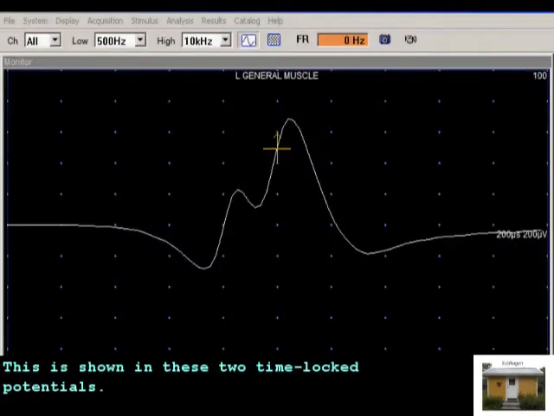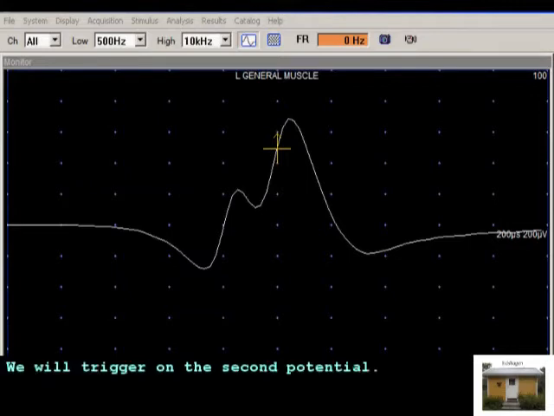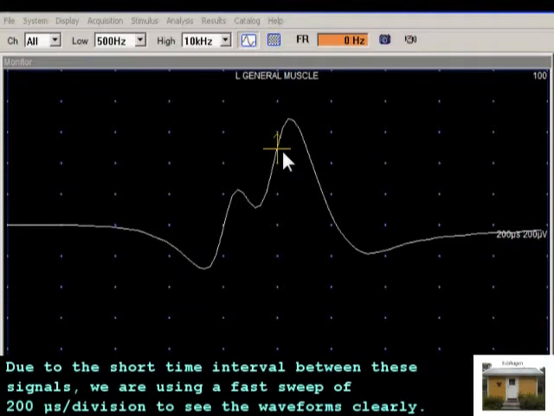This is shown in these two time-locked potentials. We will trigger on the second potential. Due to the short time interval between these signals, we're using a fast sweep of 200 microseconds per division to see the waveforms clearly.